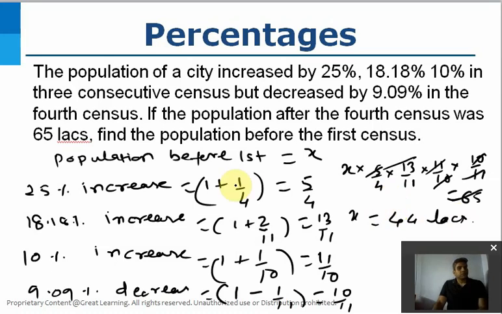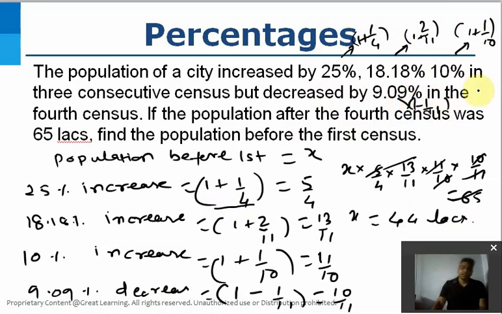What we are doing here is finding the equivalent multiplying factor for these changes. Increase means 1 plus this: 25% was equivalent to 1 by 4, 18.18% is equal to 2 by 11, 10% is 1 by 10, and 9.09% is 1 by 11. And increase means 1 plus this, and decrease means 1 minus 1 by 11, right? So we are finding the factors and just multiplying the first value with those factors and finding the resulting value which is given in this question.